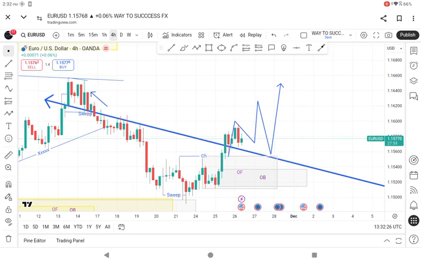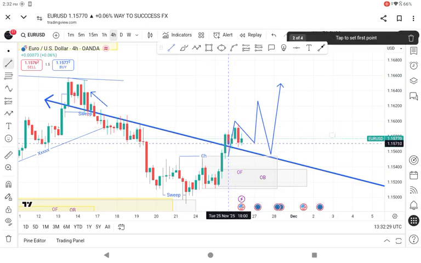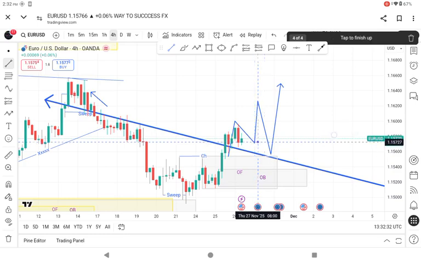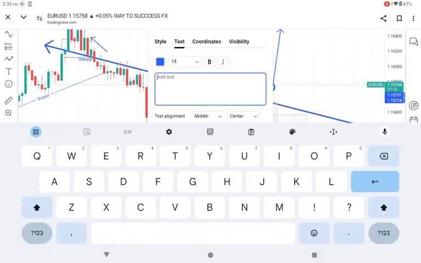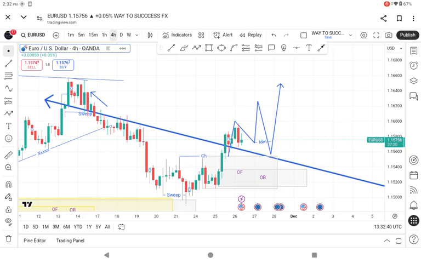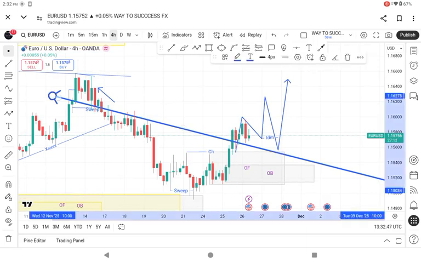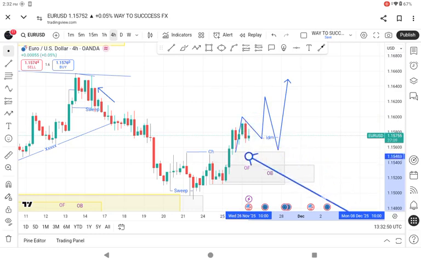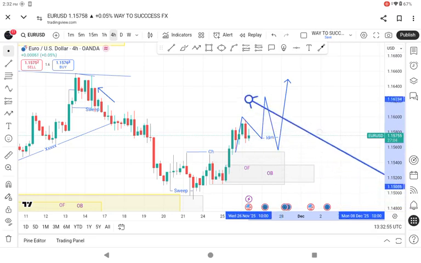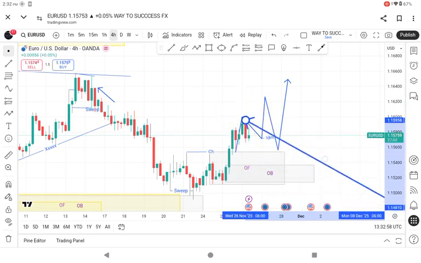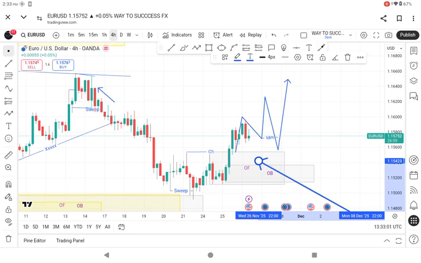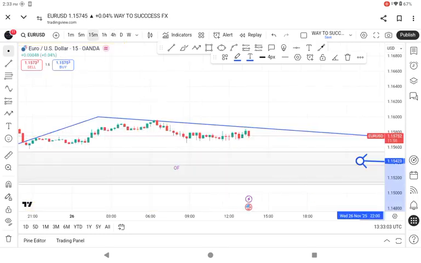So now I would be having my inducement at this level, the weak low at this level. So that is another way I can be looking for it. But if it doesn't happen this way and price happens to return to this level, which I've highlighted, the order block and the order flow, I'm ready to buy my EURUSD with extra confirmation in the lower time frame. So now let's look down in 15 minutes to see what we have.